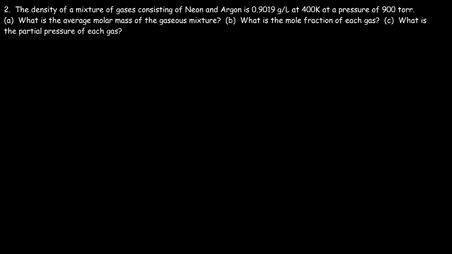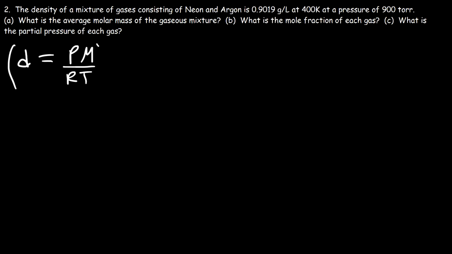Let's try this one. The density of a mixture of gases consisting of neon and argon is 0.9019 grams per liter at 400 Kelvin at a pressure of 900 torr. What is the average molar mass of the gaseous mixture? So recall that we said that the density is equal to the pressure times the molar mass divided by RT. So we need to solve for M in this equation.